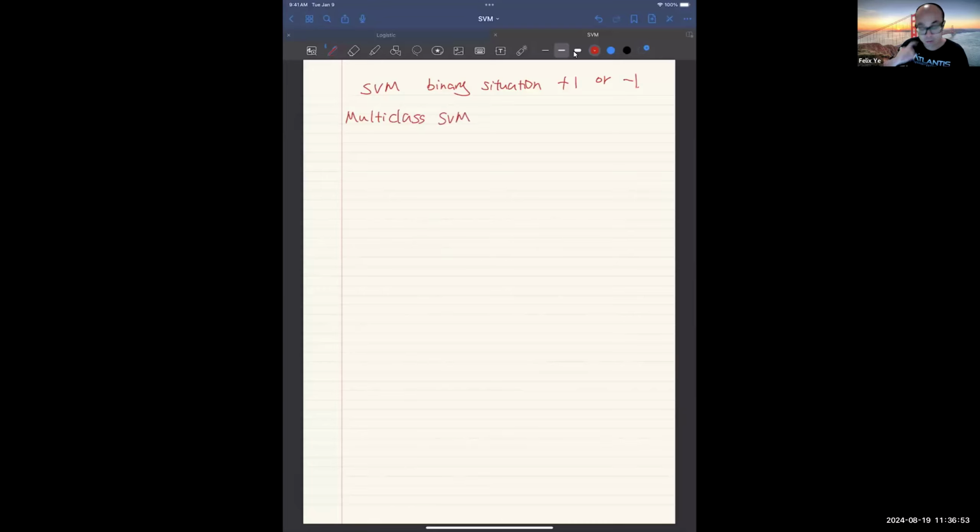This is very important. Think about the MNIST data set. The Y label is from 0, 1 until 9, so that means we have 10 different labels. There are two possible strategies to work with. The first one is the one against all scheme.